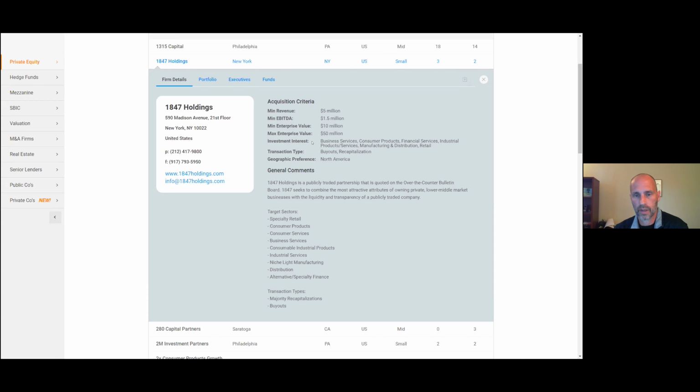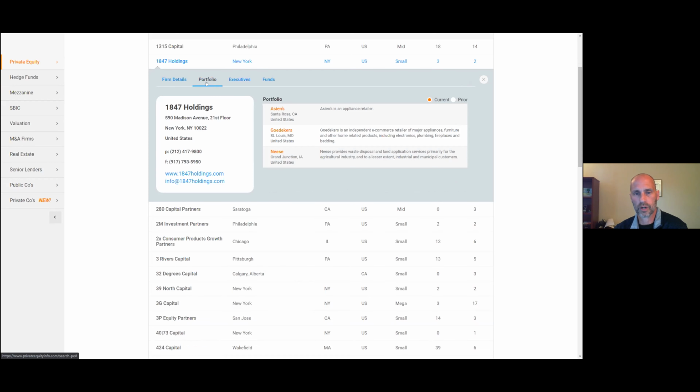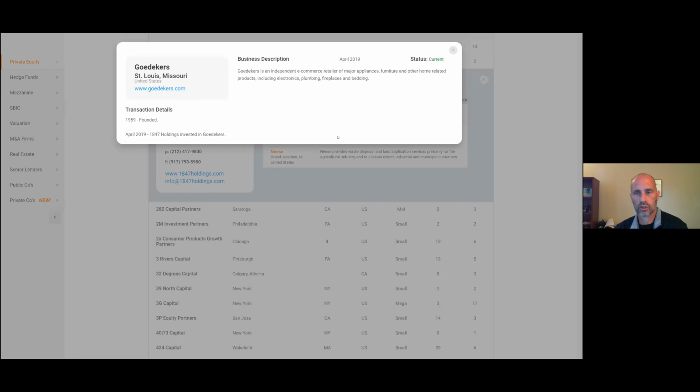It's more about fit. We have general comments about the firm. We try to be very succinct and bulleted, especially in our targeted sectors, so you don't have to spend time reading paragraphs of stuff. And the type of transactions that they do at the bottom. You can also look at their portfolio companies, in this case, 3, both current and prior. If you were to click on any one of these, it just pops up a window showing you the details about that particular portfolio company, the website, some transaction details, the fact that it's current and was purchased in April 2019.